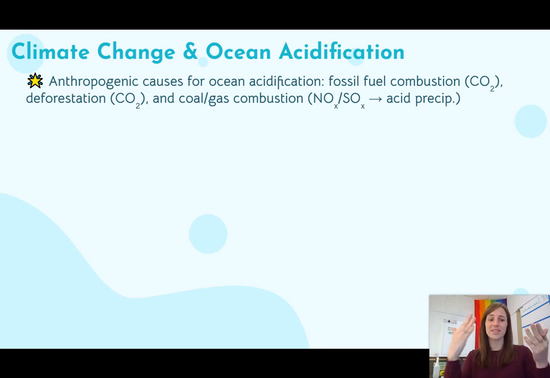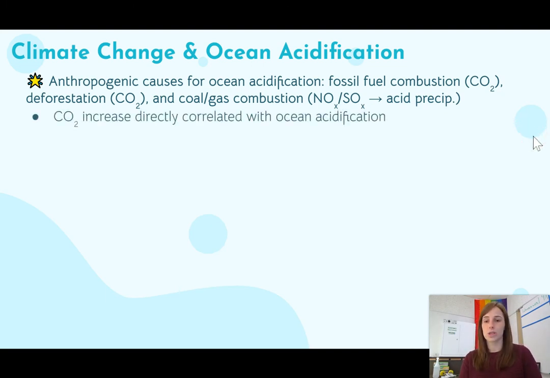Hopefully by this point in the year, you know what releases more carbon dioxide. So recap of that. Things like fossil fuel combustion release carbon dioxide. Deforestation releases the carbon dioxide that was in those trees. Coal and gas combustion is going to form our SOx and our NOx, which cause acid rain, which makes more acid water. So all of this is going to be causing our ocean acidification.